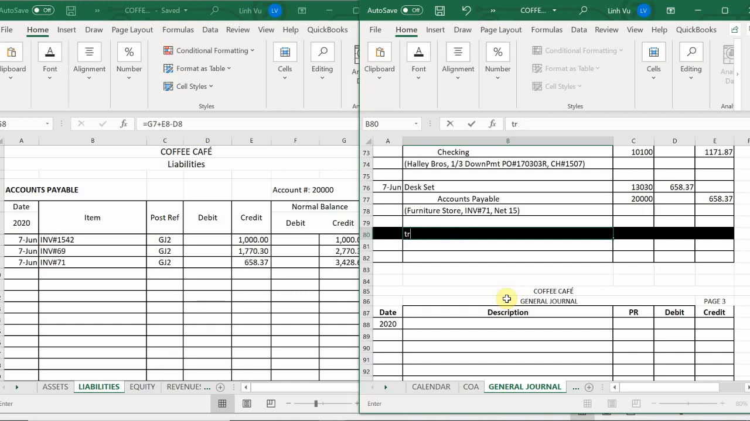Now, what's a trial balance? It's to ensure the accuracy of your accounting, to make sure that you didn't make any mistakes.